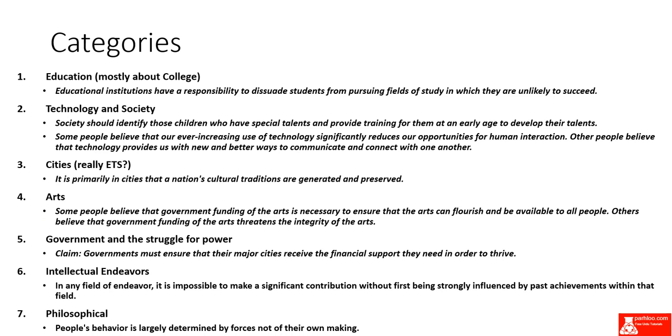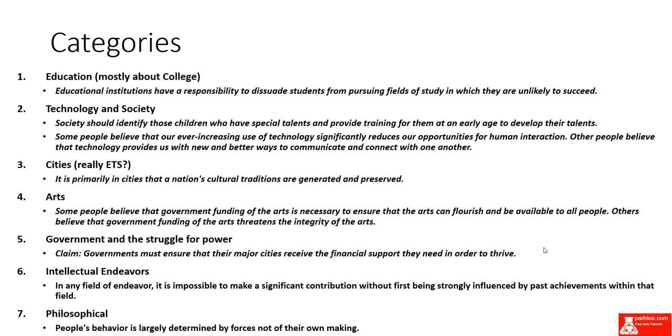Now, arts is mostly about things like: some people believe that government funding of the arts is necessary to ensure that arts can flourish and be available to all people. Others believe that government funding of the arts threatens the integrity of the arts. So it can also be labeled as how the culture of arts interacts with society, and vice versa.